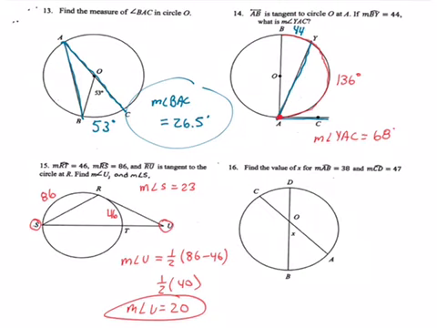In 16, they want you to find the measure of angle X here. They tell you that AB is 38 and CD is 47. Well, angle X lies within the circle. So we know that in order to find the measure of X, we're going to have to take half of the sum of the two arcs it cuts on opposite sides. So 47 plus 38, that's going to be 85. Half of 85 is going to give us the measure of X to be 42.5 degrees.